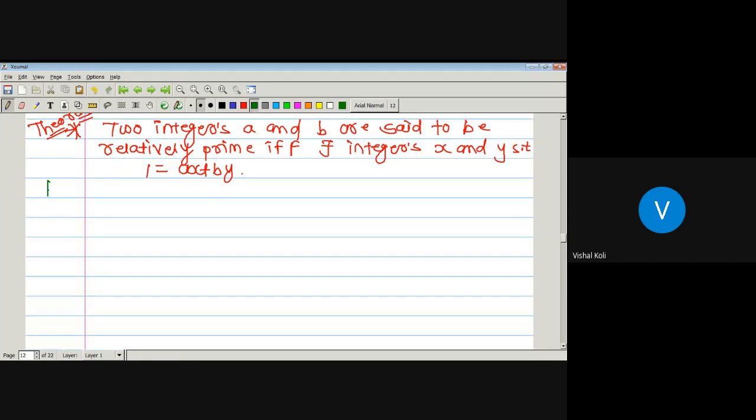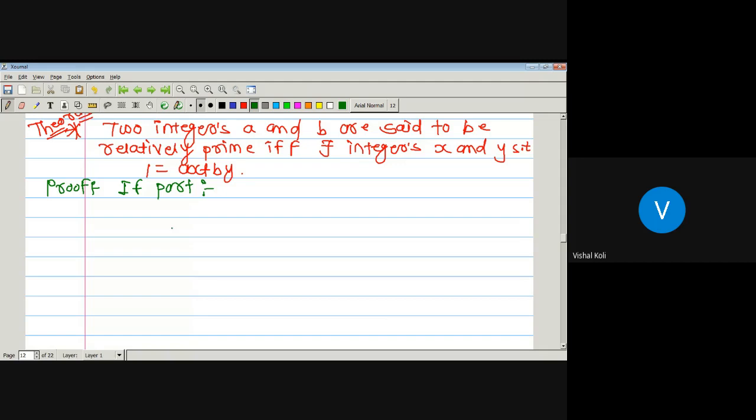Then we have to go through two steps. First part, the if part. In that we have to assume that a and b are relatively prime, and we have to prove that 1 is nothing but ax plus by. And in the second one we have to suppose that 1 is a linear combination of the two integers a, b, and we have to prove that a and b are relatively prime.